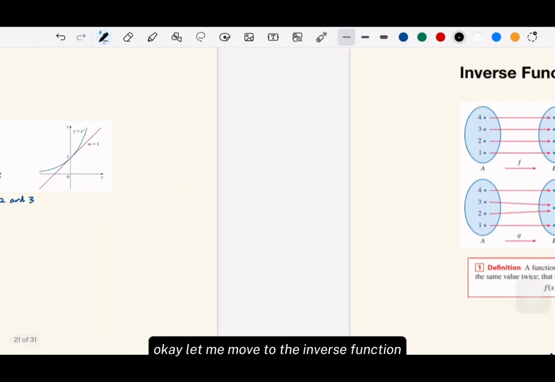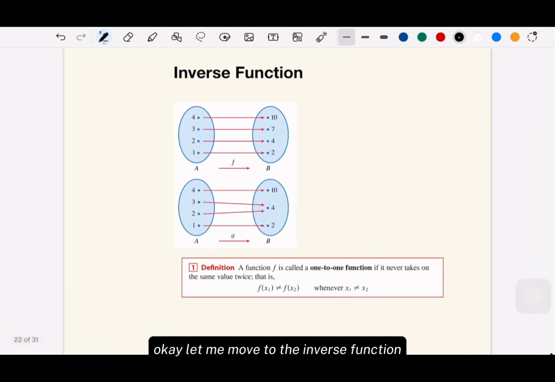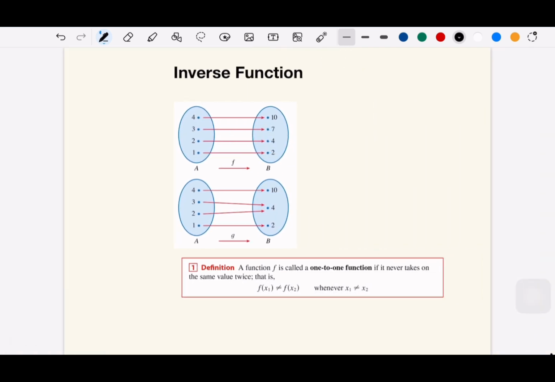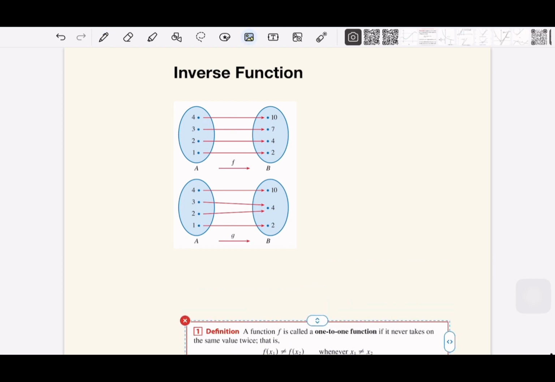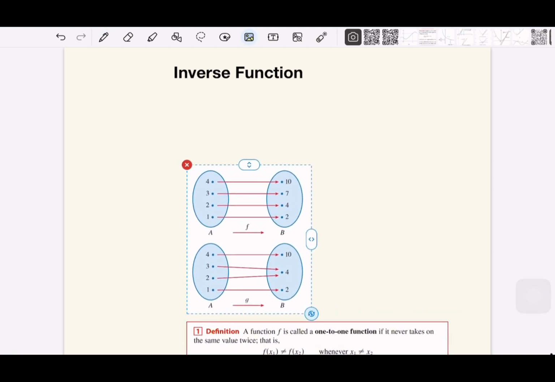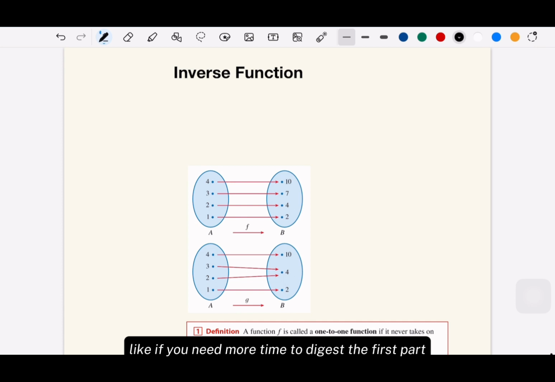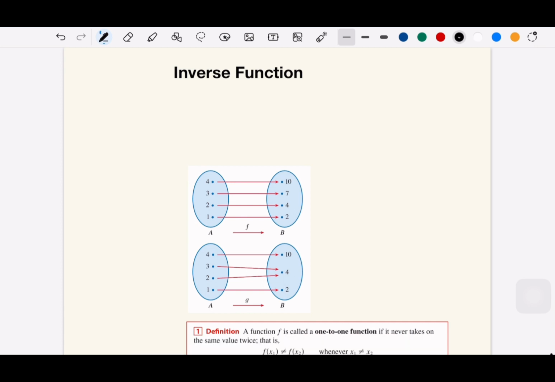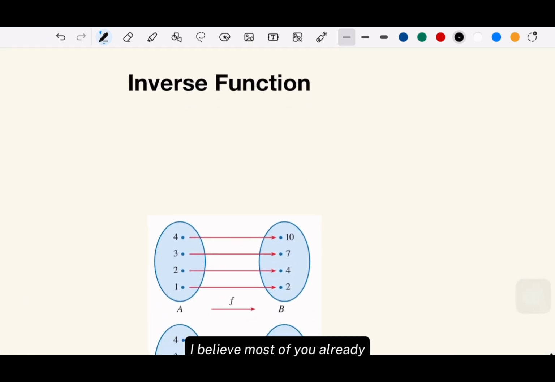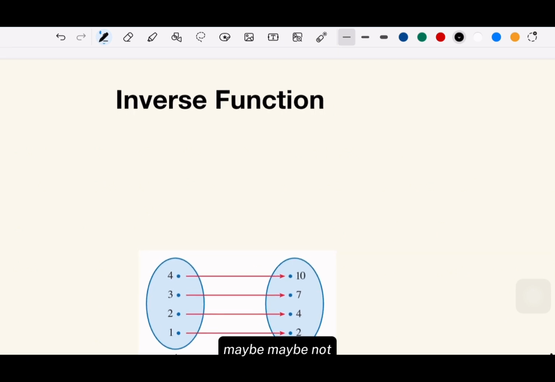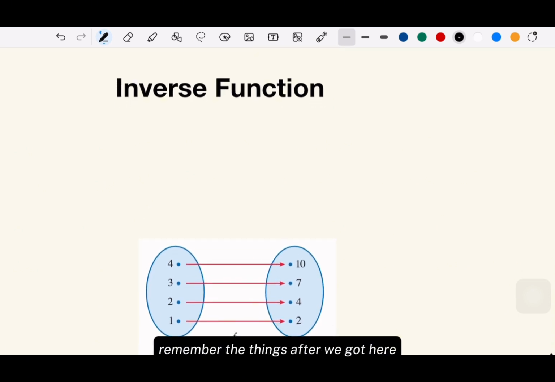Okay, let me move to the inverse function. If you need more time to digest the first part, I will give it in my basic of math. If you attend my class, I will give you, but I believe most of you already received all this information beforehand. Maybe not remember the things after we got here.